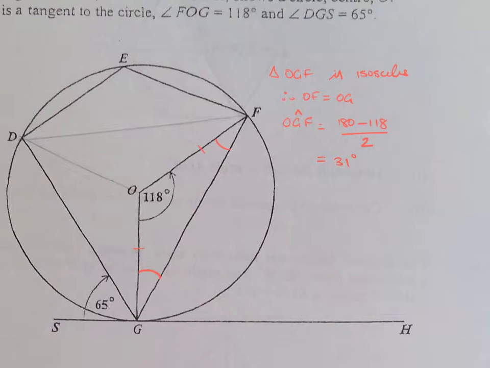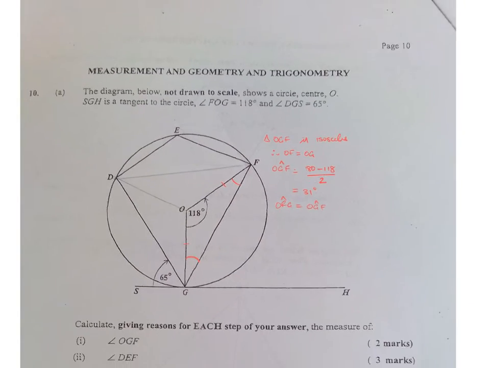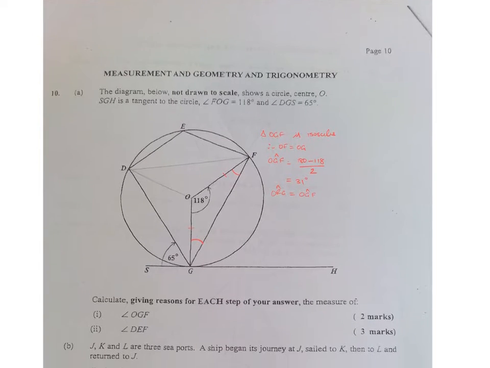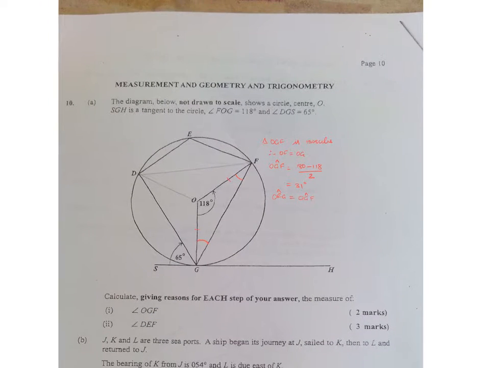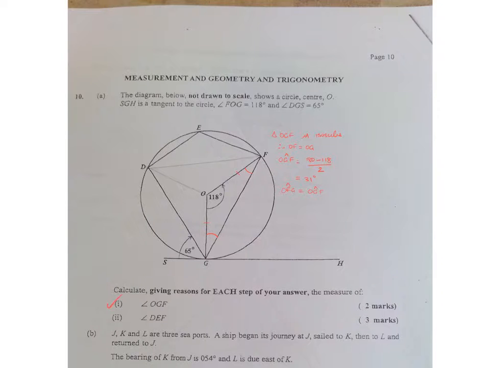For reasoning's sake, this is only a 2-mark question, so I'm not really keen on doing too much work on it. But you might want to say that angle OFG is the same as angle OGF because of the fact that you've already mentioned that it's an isosceles triangle. So that takes care of that. So that's that part done. So we can tick that one off, that's done.